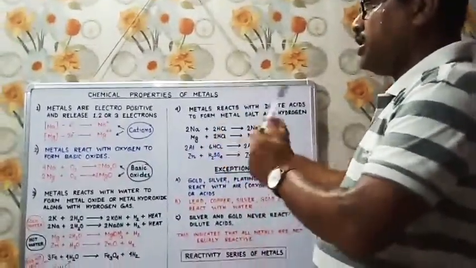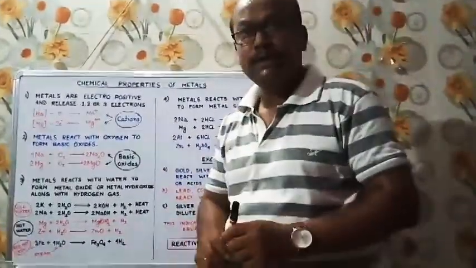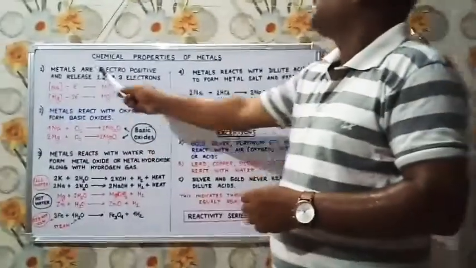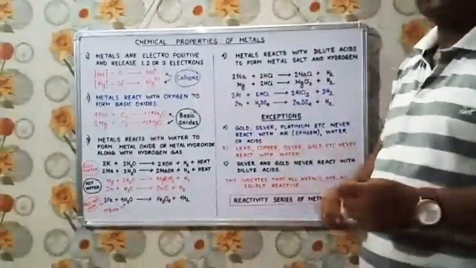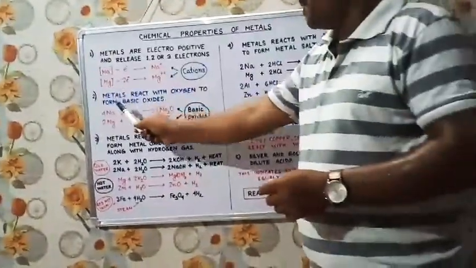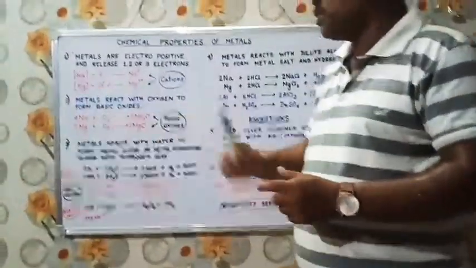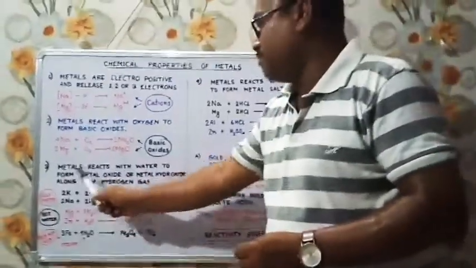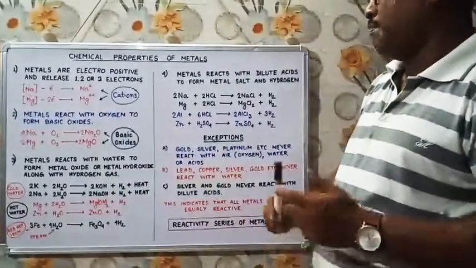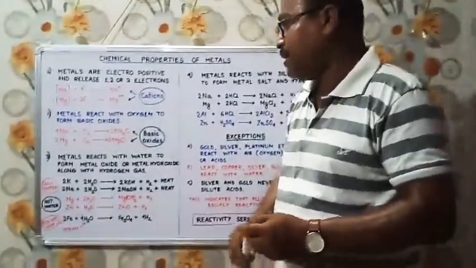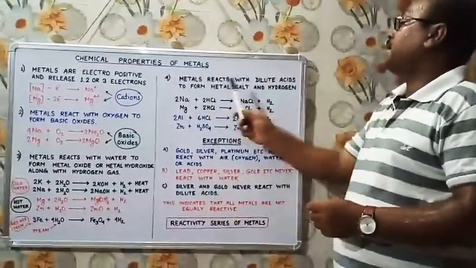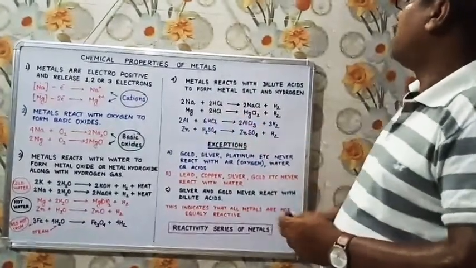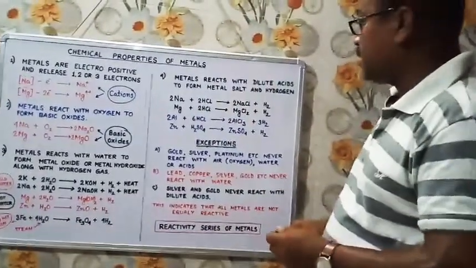Now overall, if we see the 4 different important chemical properties of metal: number 1, metals are electropositive elements. They release 1, 2 or 3 electrons from their valence shell. Number 2, metals react with oxygen to form basic oxides. Number 3, metals react with water to form metal oxide or metal hydroxide along with hydrogen gas. And the 4th chemical property, metals react with dilute acids to form metal salts and hydrogen gas.